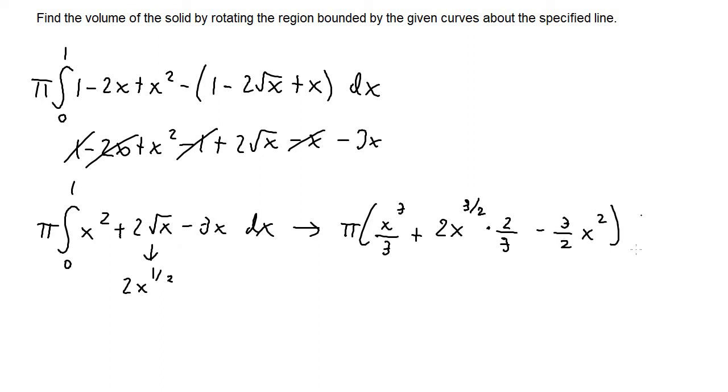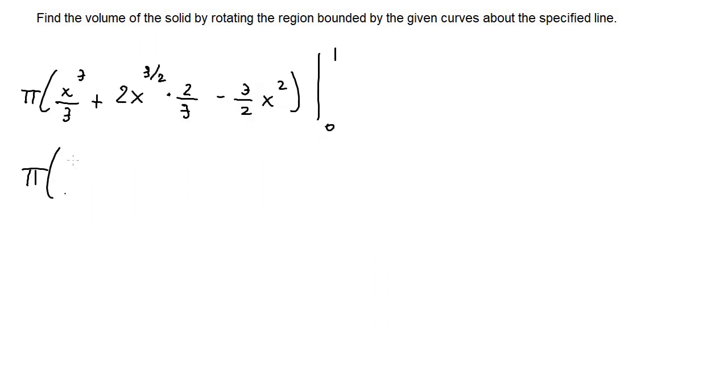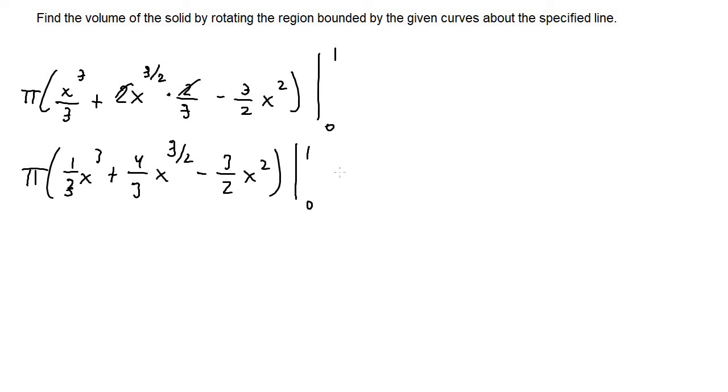And then we can evaluate from the x bounds of 0 to 1. Now just simplifying what's inside the parentheses first, we have 1 over 3x cubed, plus, now 2 times 2 is 4, so we have 4/3 x to the 3/2, and then we have minus 3/2 times x squared. Then we evaluate from 0 to 1, so we get pi times, when I plug in 1 for x, we have 1/3 times 1 cubed, which is 1/3, and then plus 4/3 times 1 to the 3/2, which is still 4/3, and then we have minus 3/2 times 1 squared, which is still 3/2.